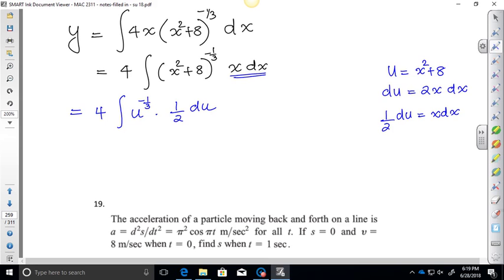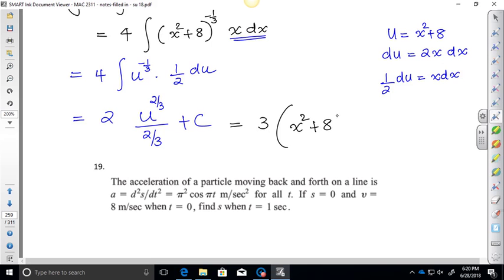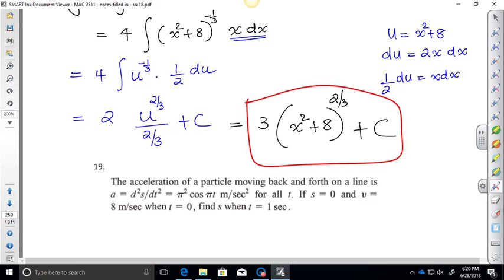Okay, what's the integral of u to the negative 1/3? So it's going to be u to the 2/3, right? 2/3 divided by 2/3 plus c. And that's going to be 3 times x squared plus 8 to the 2/3 plus c.